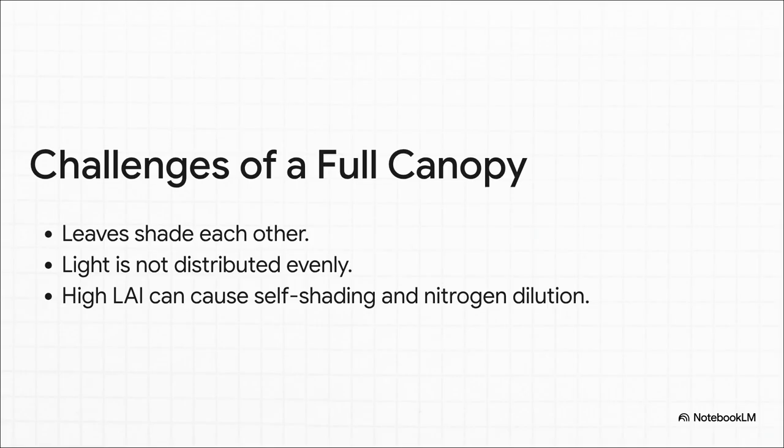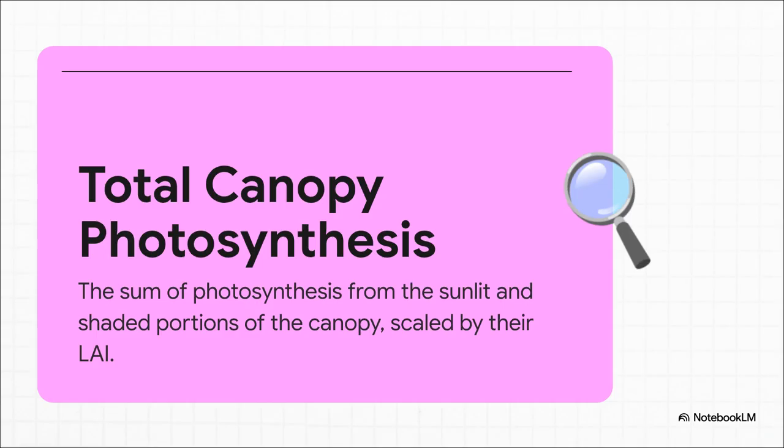So we can't just multiply our single leaf model. We have to be a little more clever. So how do crop modelers get around this? They use this brilliant classic strategy: divide and conquer. Instead of trying to model every single leaf, which would be impossible, they just split the entire canopy into two groups: the leaves getting direct sunlight and the leaves stuck in the shade.